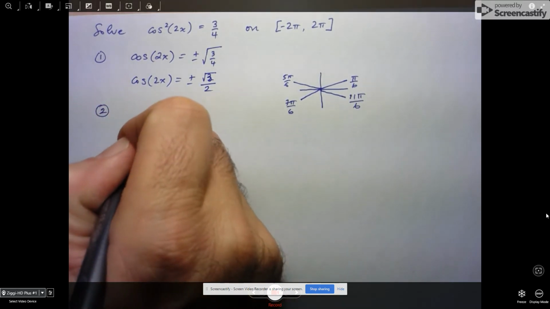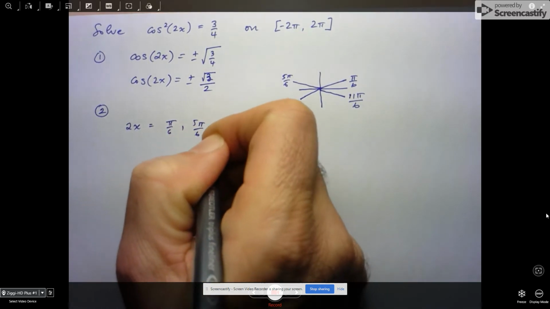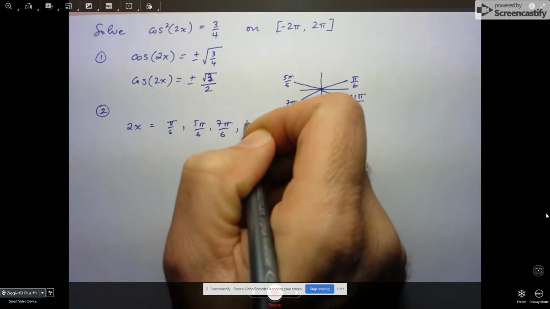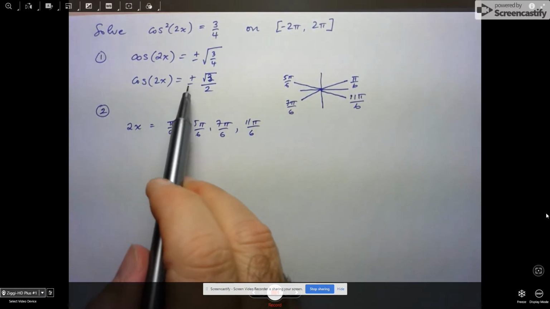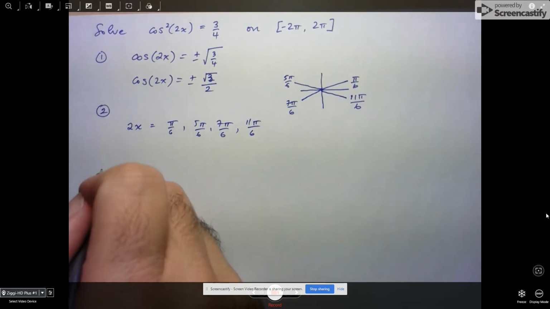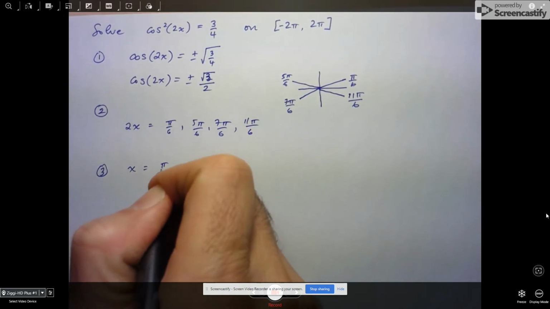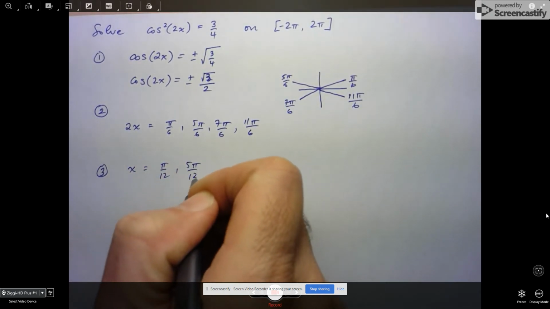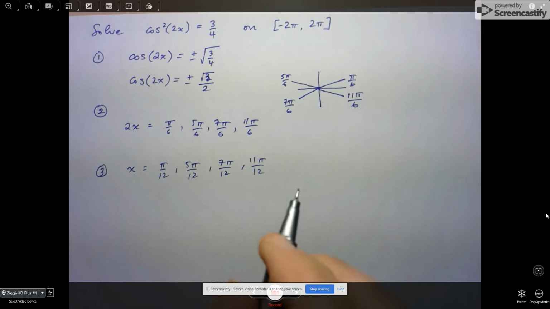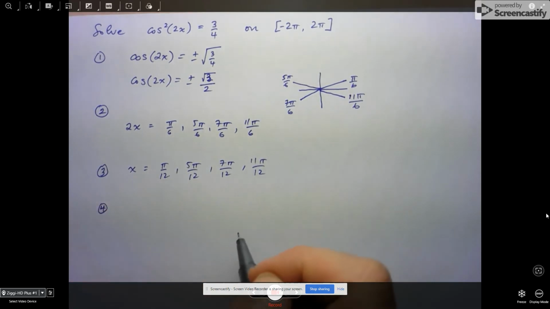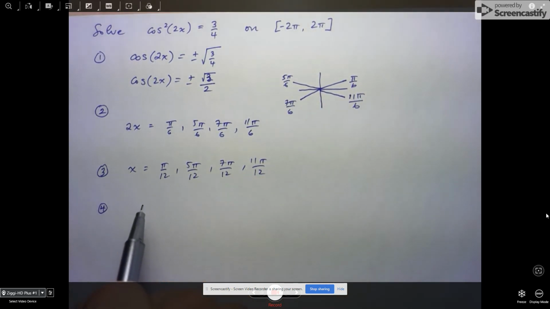So that means that 2x can be equal to pi over 6, 5 pi over 6, 7 pi over 6, and 11 pi over 6. Again, we have 4 answers here because I'm actually solving 2 different equations, one where it's positive, one where it's negative. Now we go to step 3, which is to isolate the variable. So here I just have to divide all of these by 2. It's going to give us pi over 12, 5 pi over 12, 7 pi over 12, and 11 pi over 12. And step 4 now is to generate all the other answers, because obviously these are only 4 of what's going to be quite a few other answers in this range.